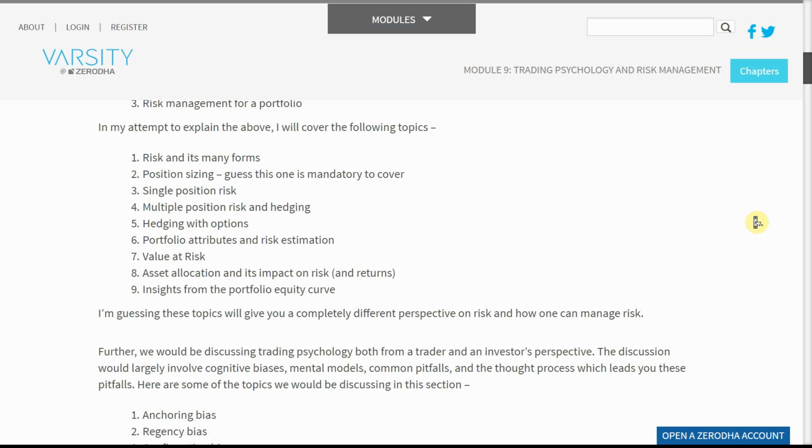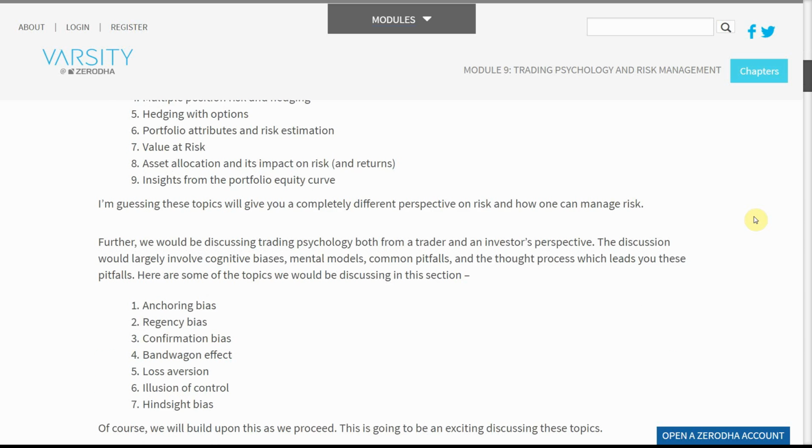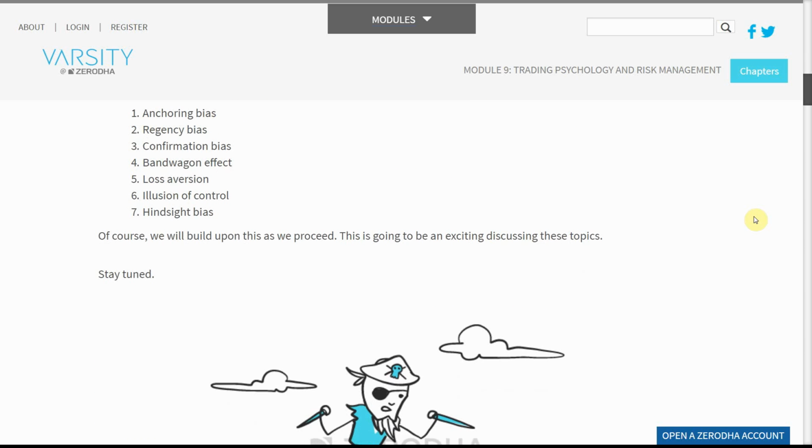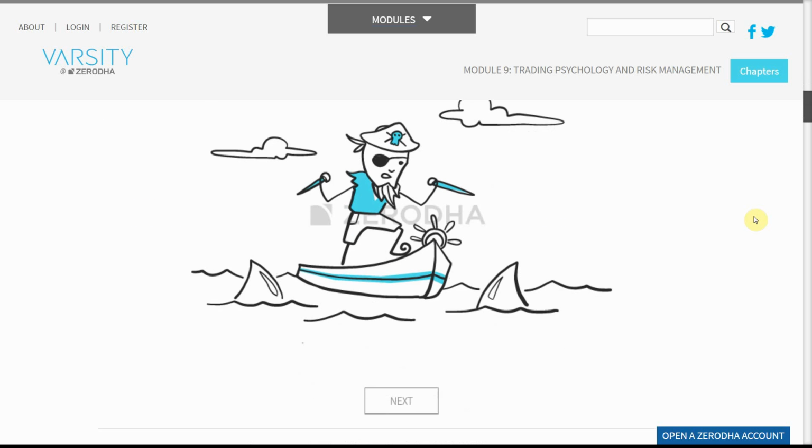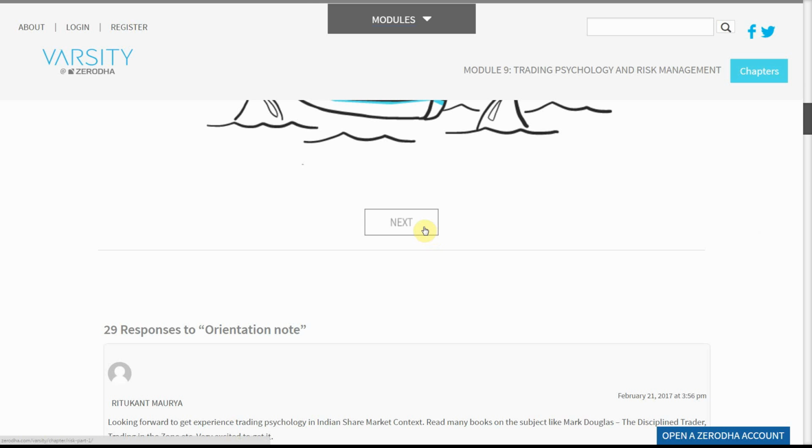Further, we would be discussing trading psychology both from a trader and an investor's perspective. The discussion would largely involve cognitive biases, mental models, common pitfalls, and the thought process which leads you to these pitfalls. Here are some of the topics we would be discussing in this section. Anchoring bias, recency bias, confirmation bias, bandwagon effect, loss aversion, illusion of control, hindsight bias. Of course, we will build upon this as we proceed. This is going to be an exciting discussion on these topics. Stay tuned.